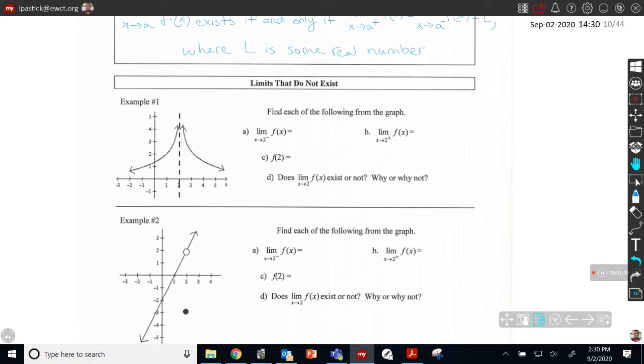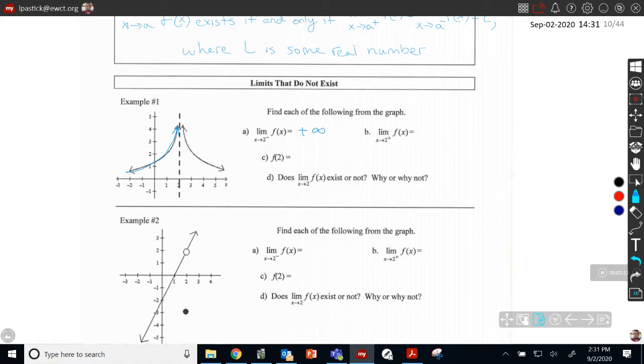So example 1, limits that do not exist. It says define each of the following from the graph. The limit as x approaches 2 from the left. So we're approaching 2 from the left-hand side. So we have to visualize coming like this, following that line. So what's happening? The y values are getting larger and larger, so the limit does not exist, but we can actually say that it's approaching positive infinity. That will be your best answer in this case.